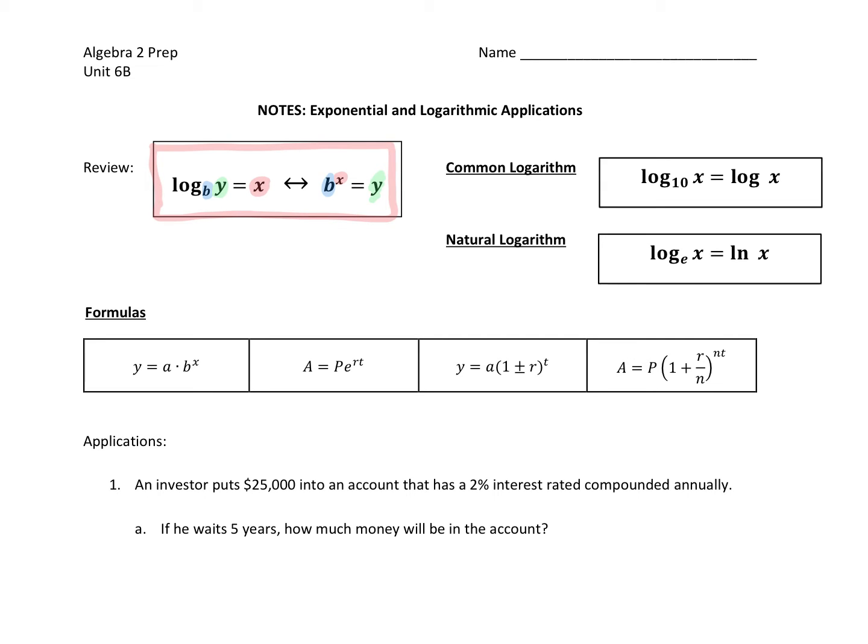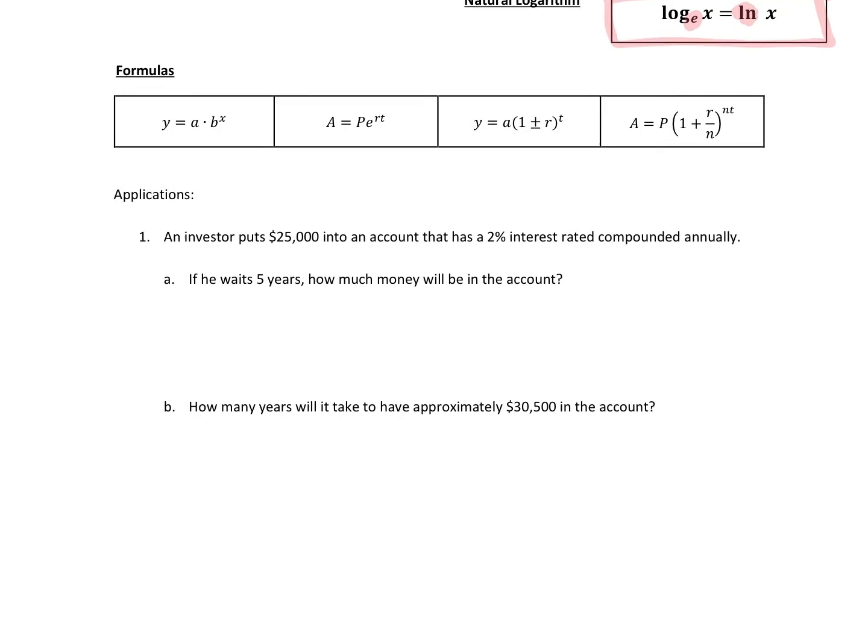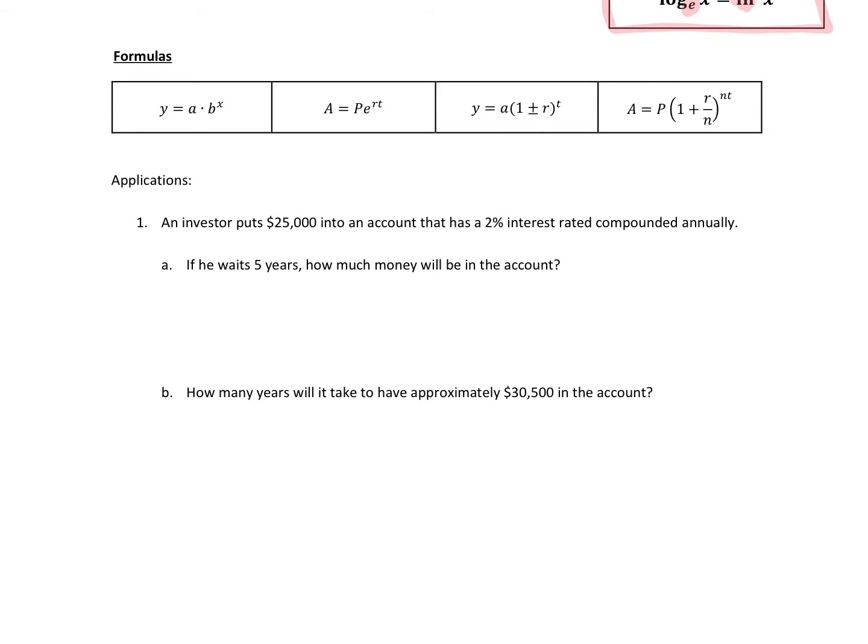Some other things to remember is that when we have a log with no base, or appears to have no base, it's technically a log base 10. And anything that's a log base e, we're actually going to use our ln button for. So we'll talk about that a little bit today. So these formulas should look really familiar. They're the same formulas we used back in our exponentials unit.